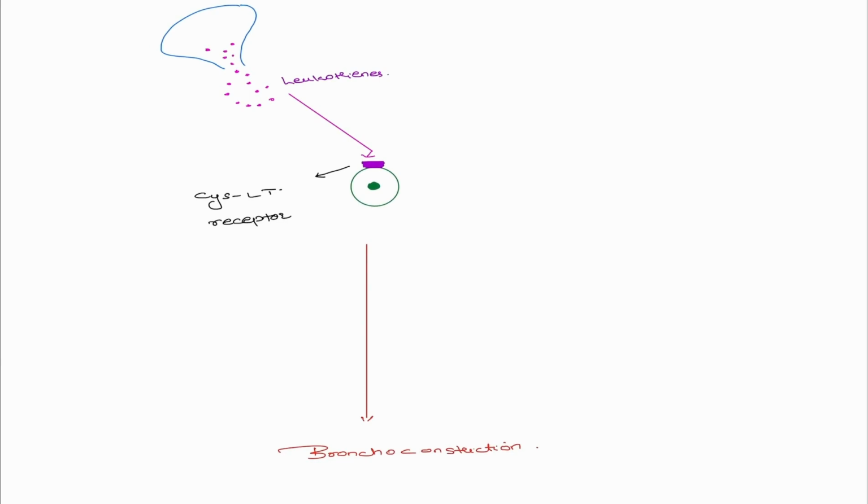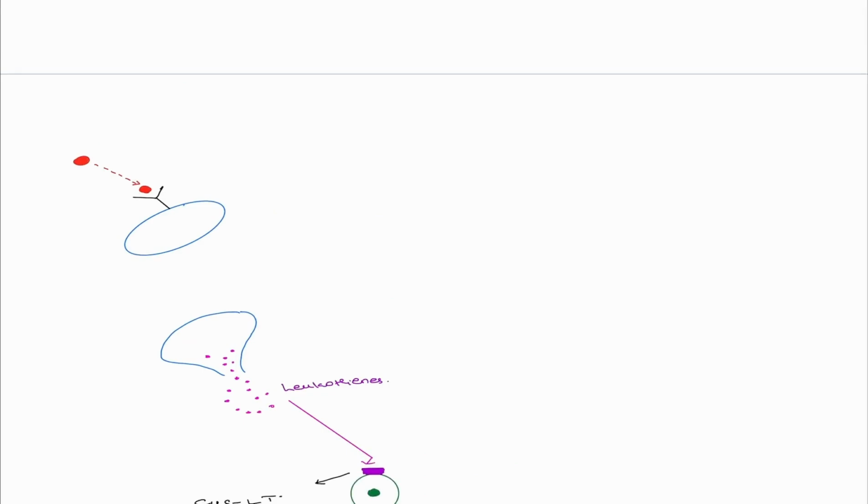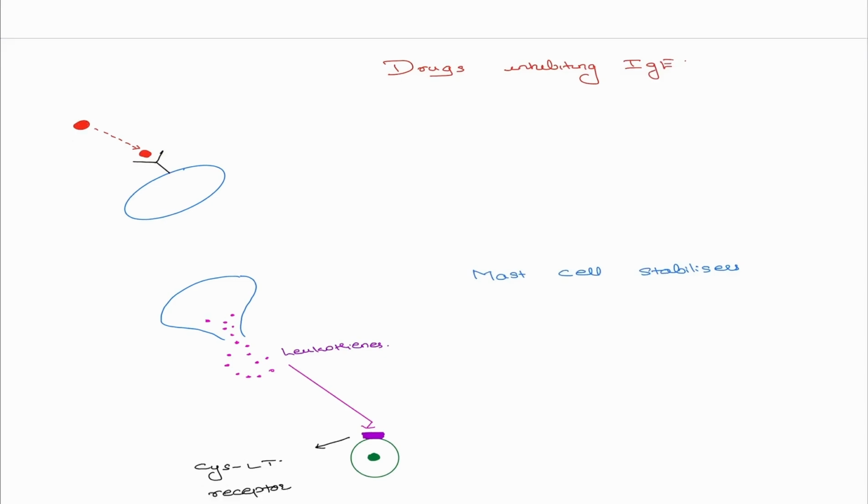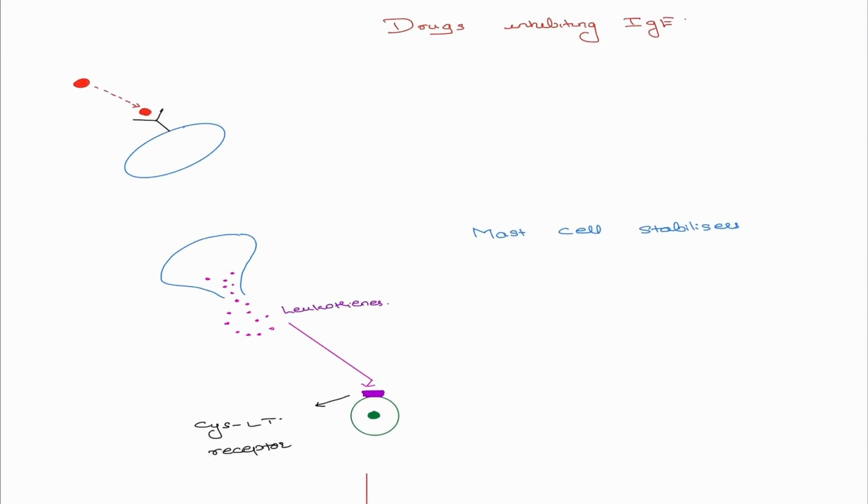Now let us see what the drugs are going to be. The first group is the drugs which inhibit IgE. This IgE has to be inhibited so that mast cells are not activated and you don't get the inflammation as well as bronchoconstriction. So that's drugs inhibiting IgE. We'll discuss them in detail as we go on. Then you have the next group of drugs, which is mast cell stabilizers. Stabilizer means it doesn't allow the release of leukotrienes.